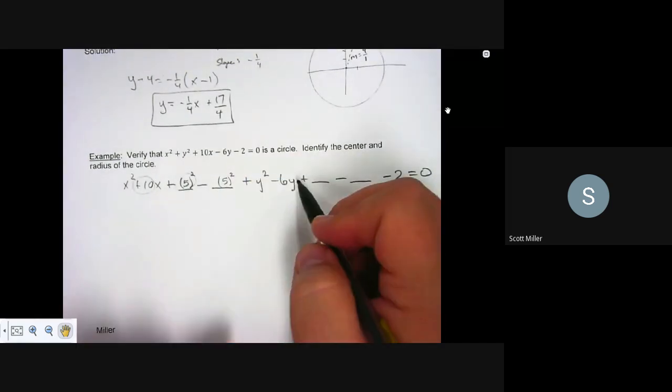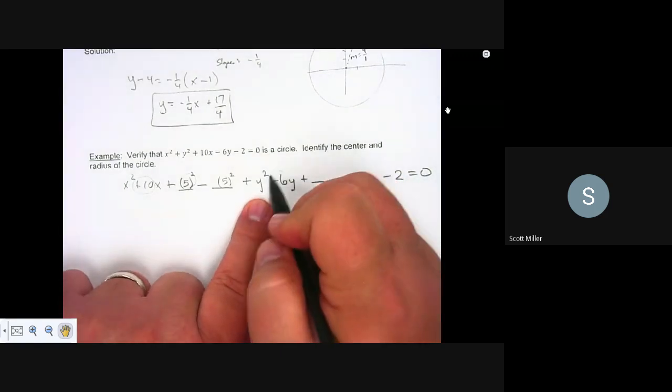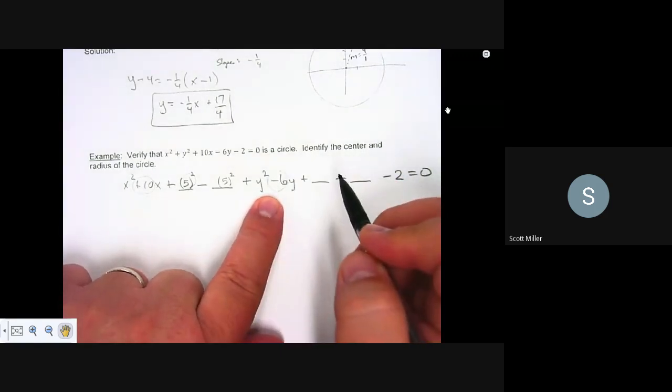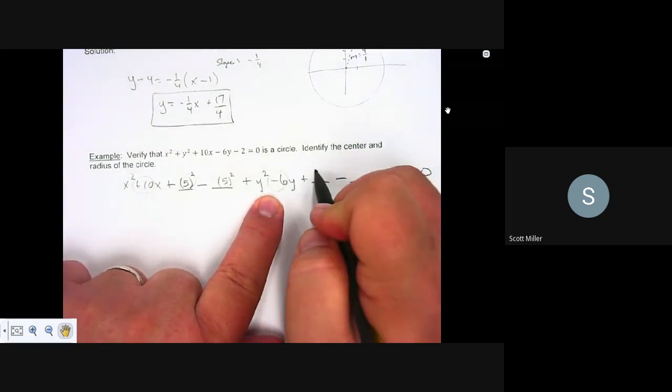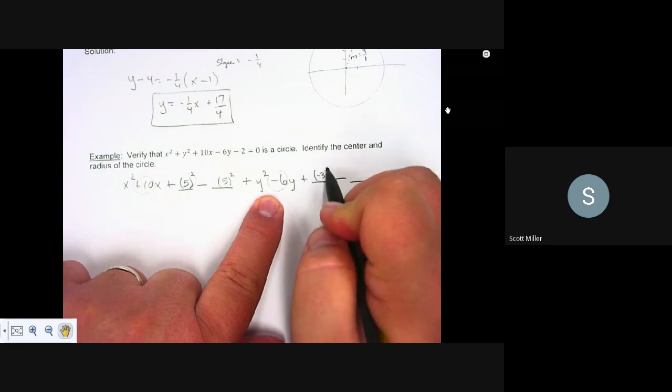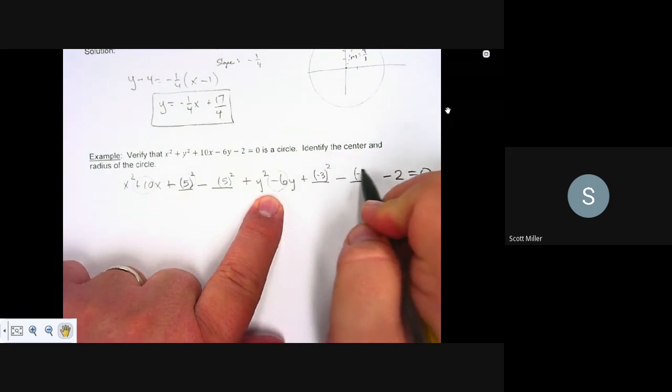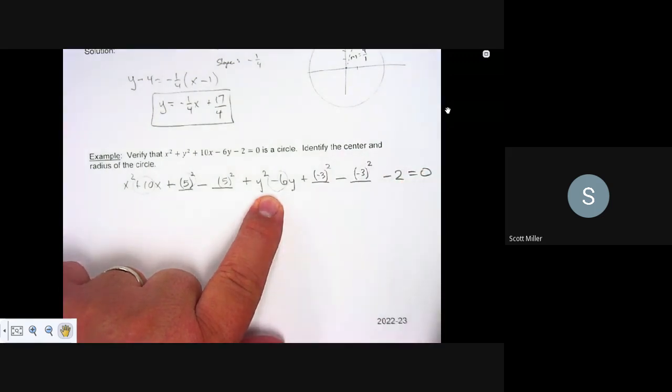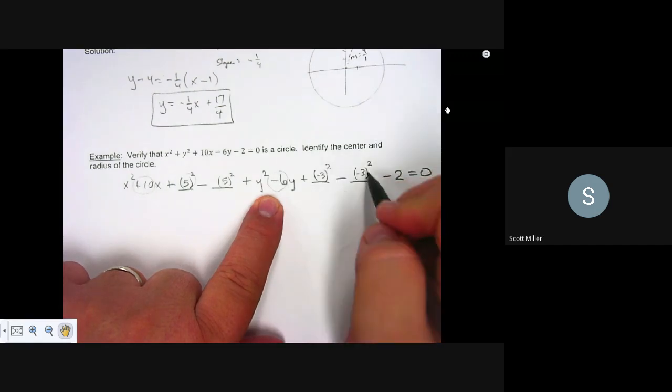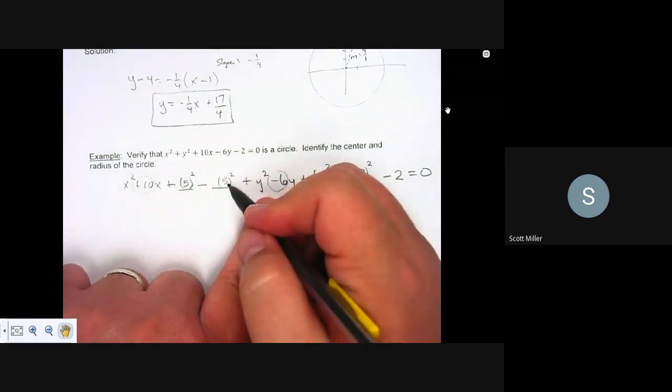Now, let's do this one for the y's. You take this number, including the sign, so negative 6. You cut that in half. In parentheses, you write negative 3. You square it, and then you immediately subtract it. So I'm adding this number, then I'm subtracting it. I'm adding that number and subtracting it.